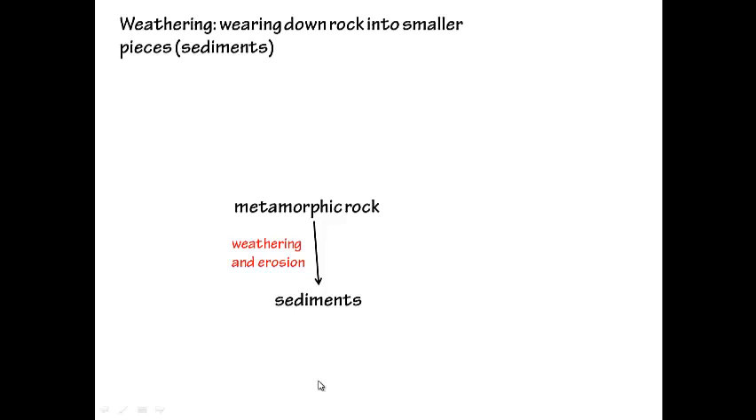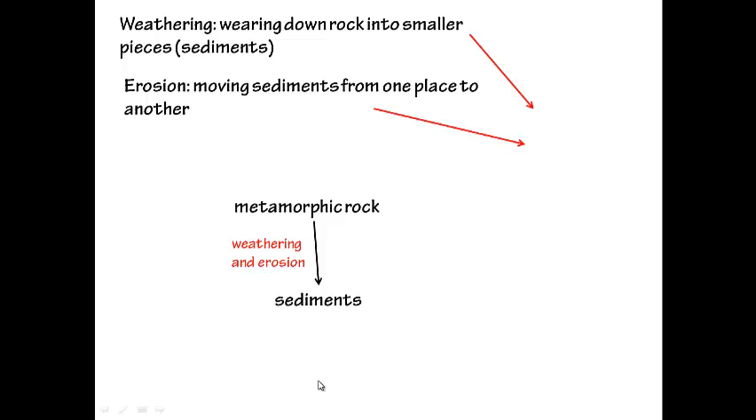We will next discuss how metamorphic rock can be transformed into sediments. Just like igneous rock is transformed into sediments by weathering and erosion, metamorphic rock is transformed into sediments by weathering and erosion. Remember that weathering is wearing down rocks into smaller pieces called sediments. Erosion is moving these sediments from one place to another. Weathering and erosion are done by water, ice, wind, and living things.